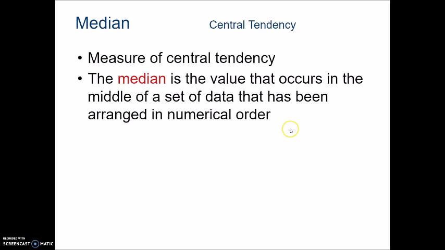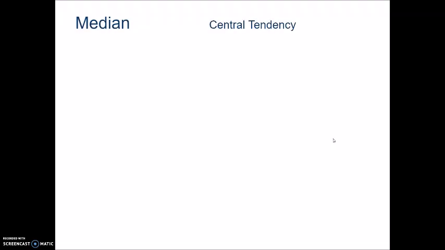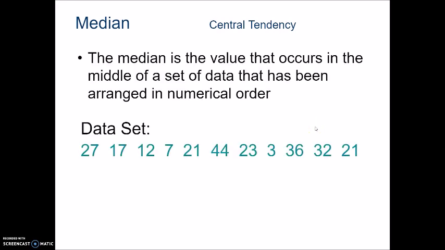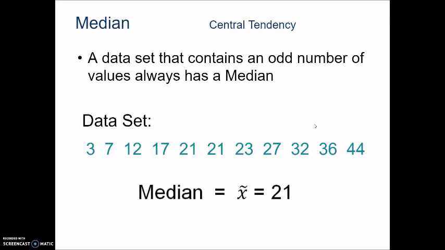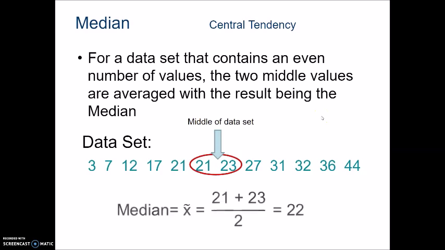Okay. Median, again, you guys are aware of median. It's a measure of central tendency. It's the value that occurs in the middle of a data set. The symbol is x tilde, pronounced X tilde, because it's in italics. So again, median is the value that occurs in the middle of the set. Once we rearrange those numbers in numerical order, we then get our median, or x tilde, 21. Okay, here's another example.